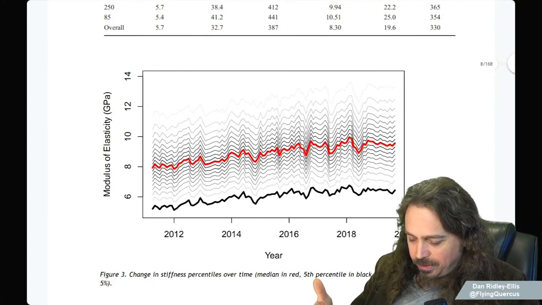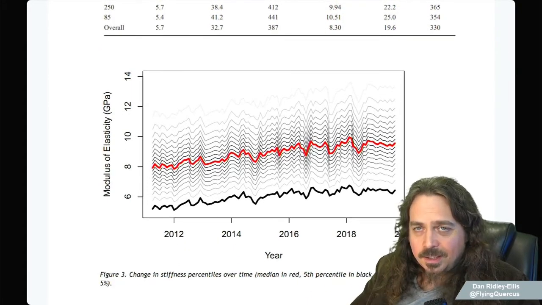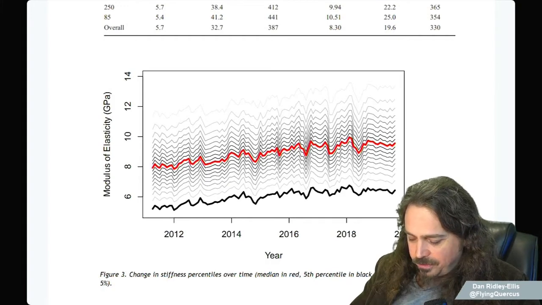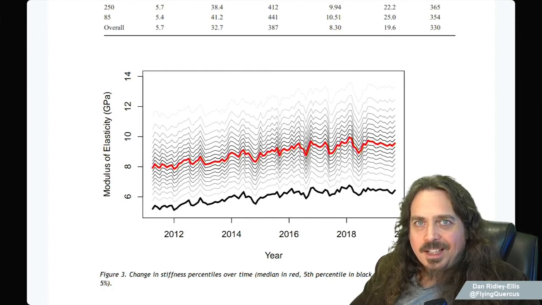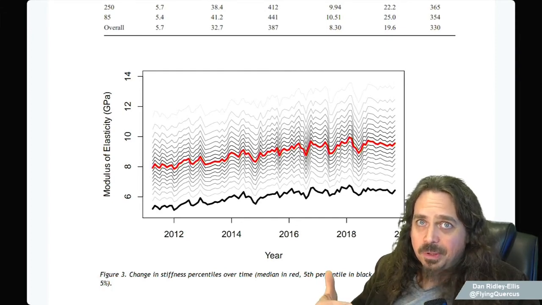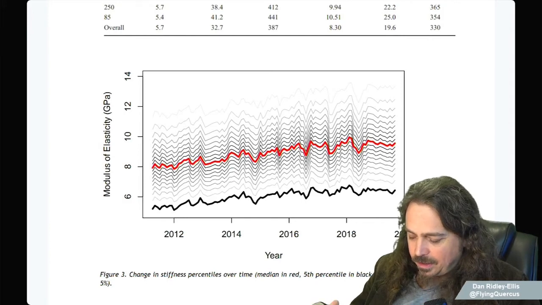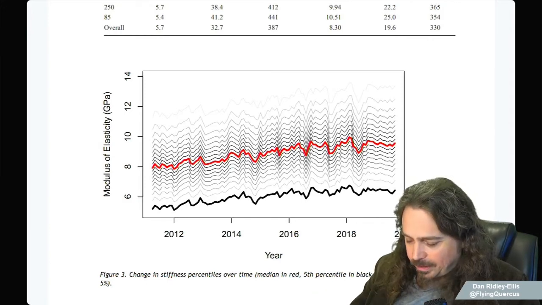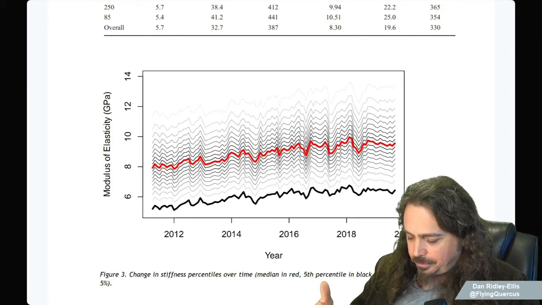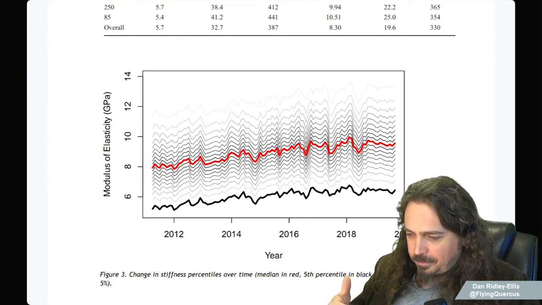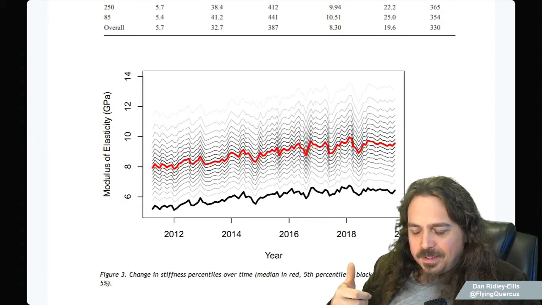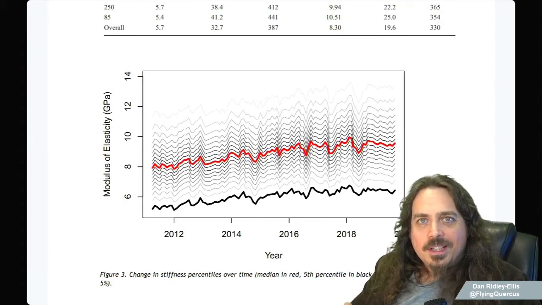So this plot is showing modulus of elasticity over the course of time. And in this particular graph, we're plotting averages or overall values per month. So the red line is the median value, and the black line is the 5th percentile. And you can see that both of those, the median and the 5th percentile, are increasing over time. They're getting better. The conclusion that we're drawing from this is that they're not getting worse.